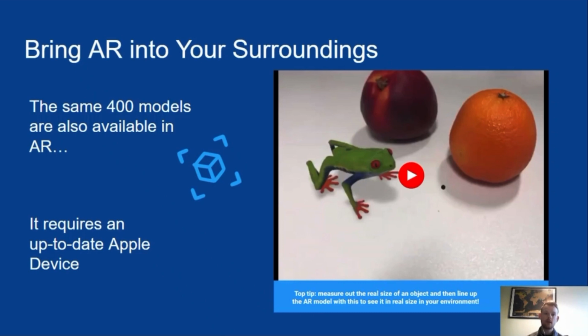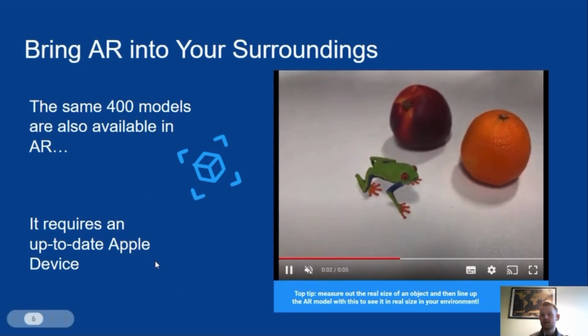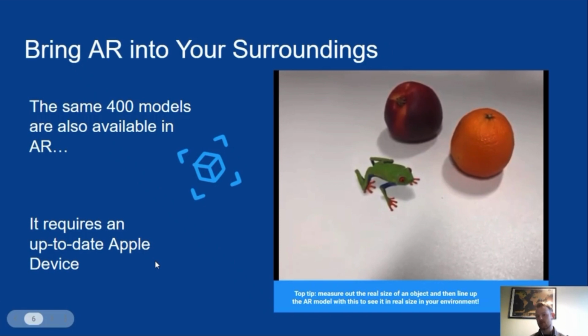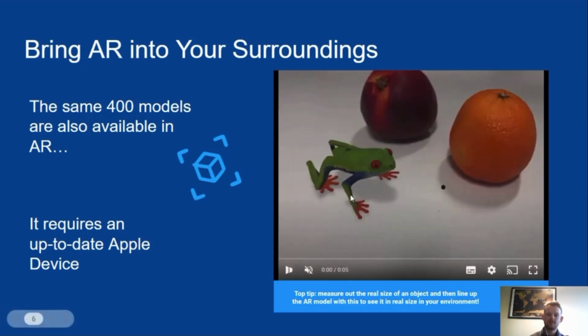So, augmented reality. These two bits of fruit are real. The red-eyed tree frog is not. And I'll just let you enjoy that for a moment. I'll loop it through one more time.